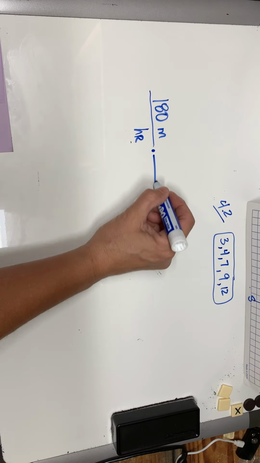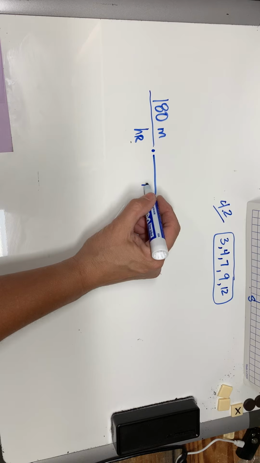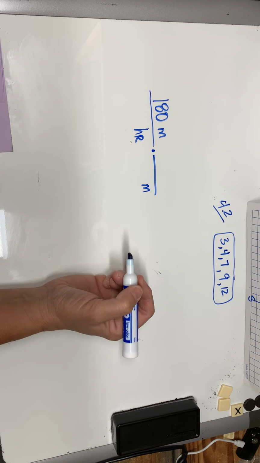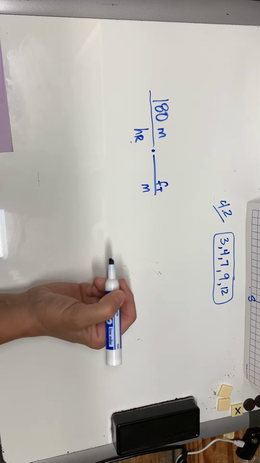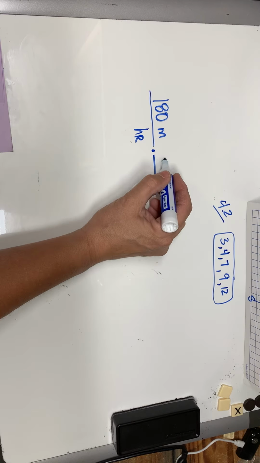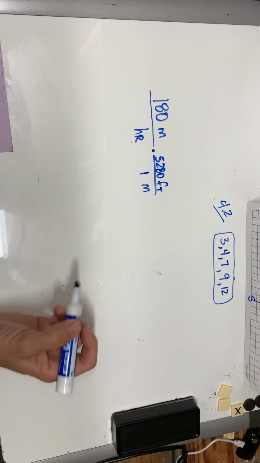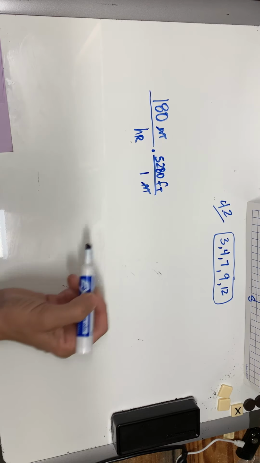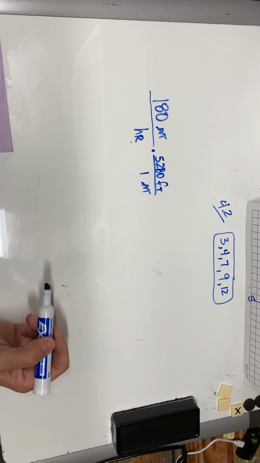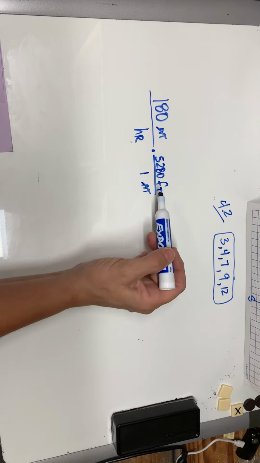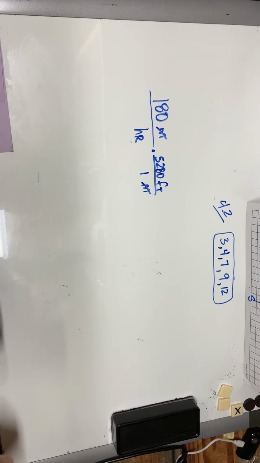So miles to feet, if I have miles on top, then I need miles on bottom, so they will cancel. There is a relationship between miles and feet. 5,280 feet is the same as 1 mile. This allows me to cancel my miles because one's on top, one's on bottom. So I now have feet, which was one of the units that I needed for my answer.